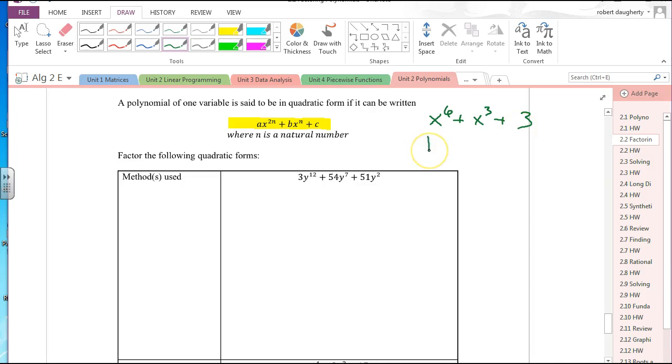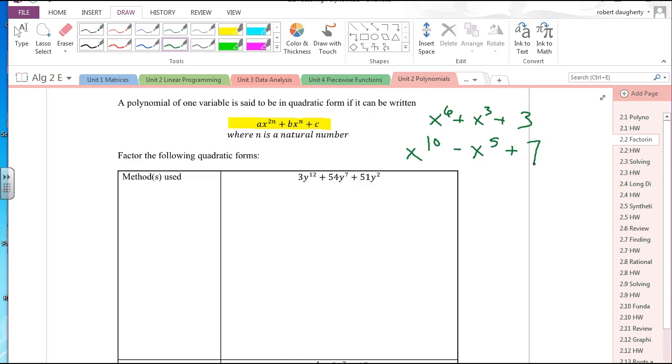If I had x to the 10th minus x to the 5th plus 7, that is quadratic form because I've got this variable and then half of that, okay? So when it's in quadratic form, I can solve it just like I do a quadratic. So let's take a look at the next one here.